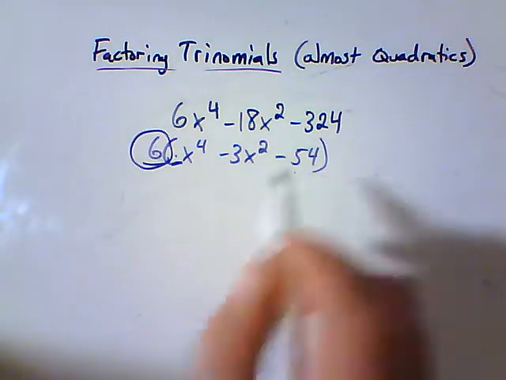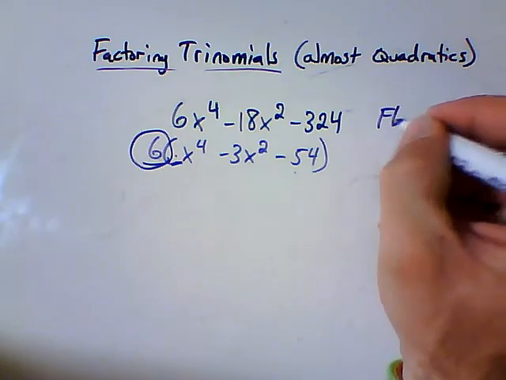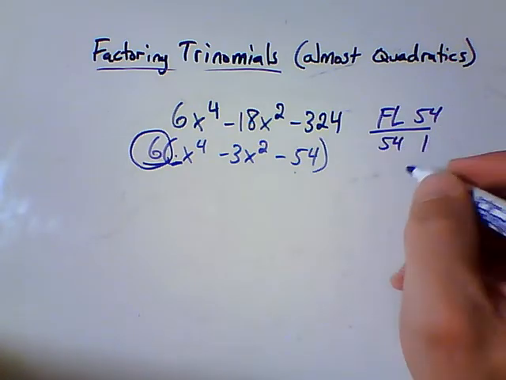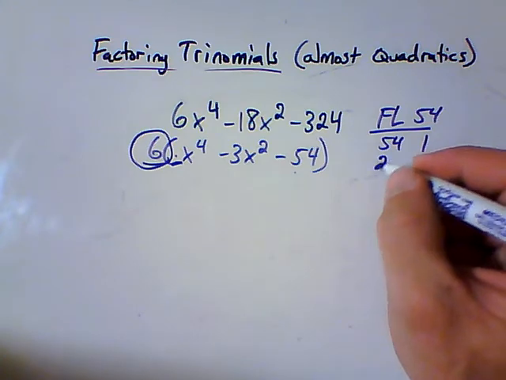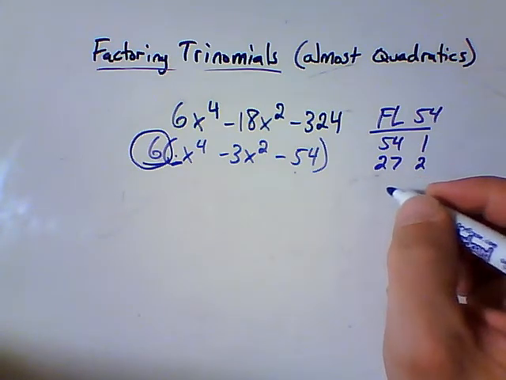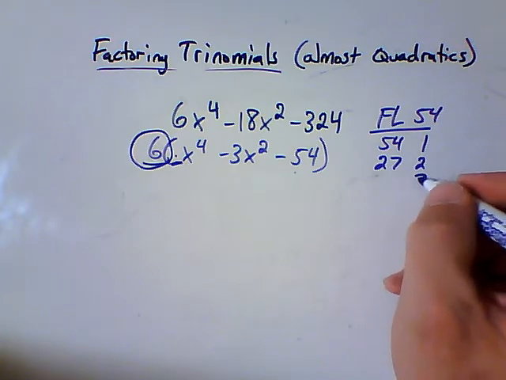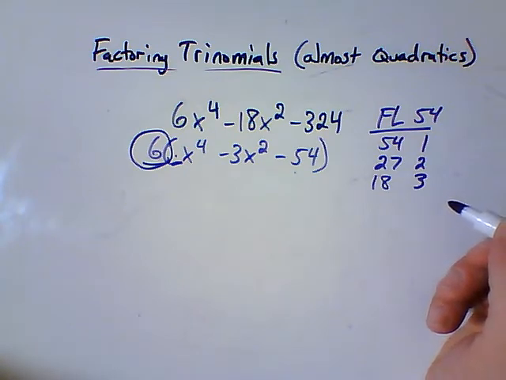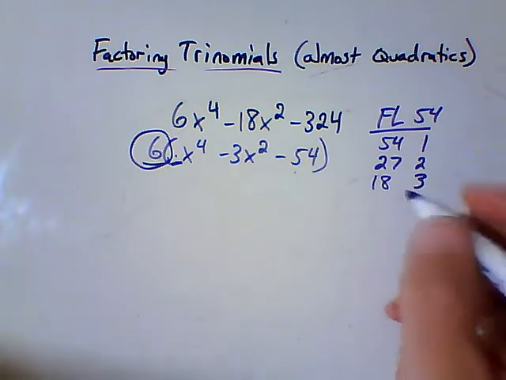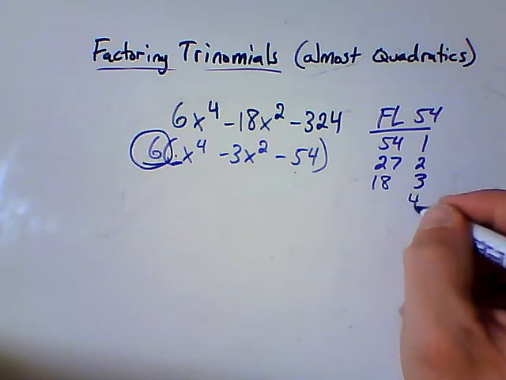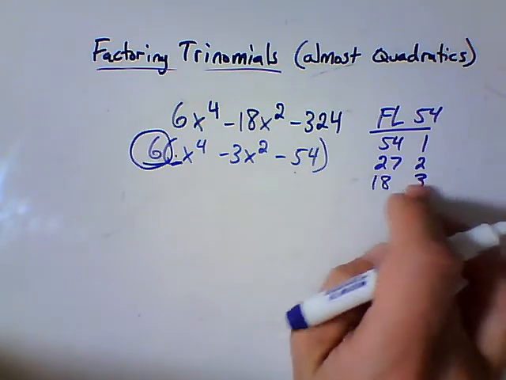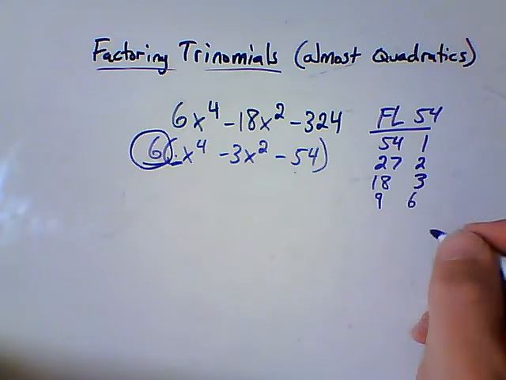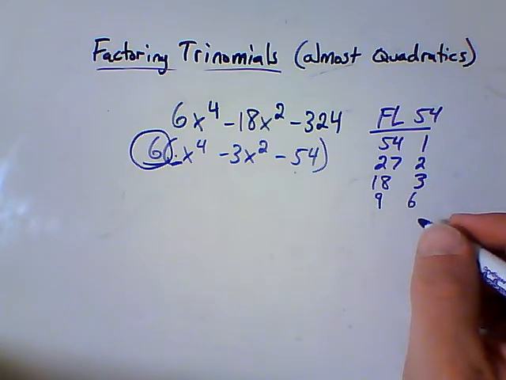We have a 1 in front and 54 at the end, so my factor list is for 1 times 54, which is 54 and 1, 27 and 2, 3 goes into it, what, 18 times? Is that right? 24, yeah, okay. 4 goes into it, no it doesn't, that's a 27. 5 goes into it, 6 times 9, 7, 8, yeah, that's it.